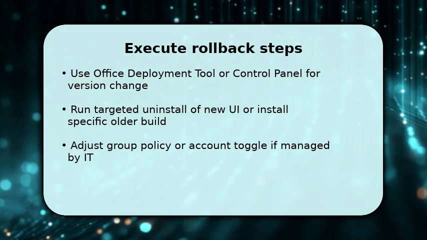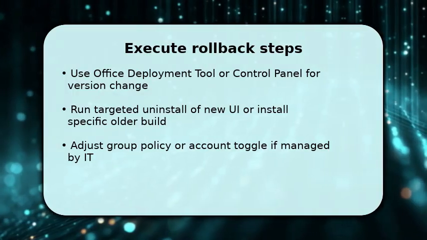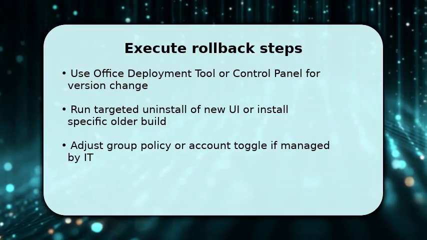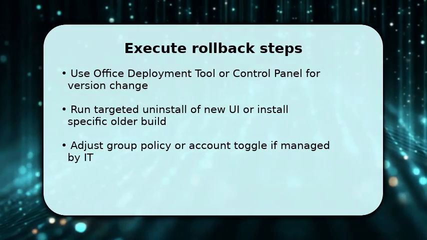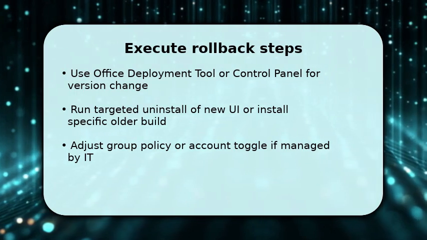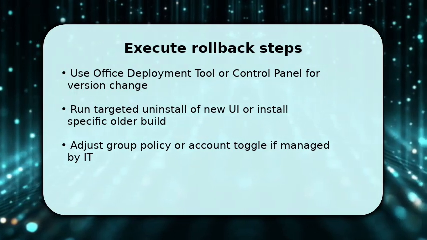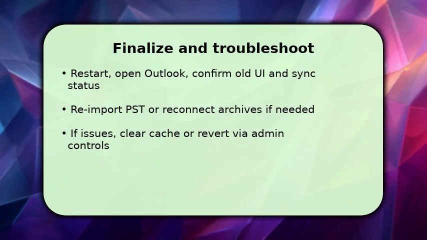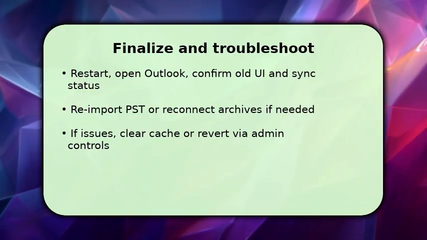If your tenant enforces the new UI, change the Exchange/Outlook toggle in the Admin Center or apply a group policy. Make sure to close Outlook during installs and verify the build number after each action so you know the rollback applied correctly. You finish by restarting the PC and opening Outlook to confirm the old interface and full mailbox sync.